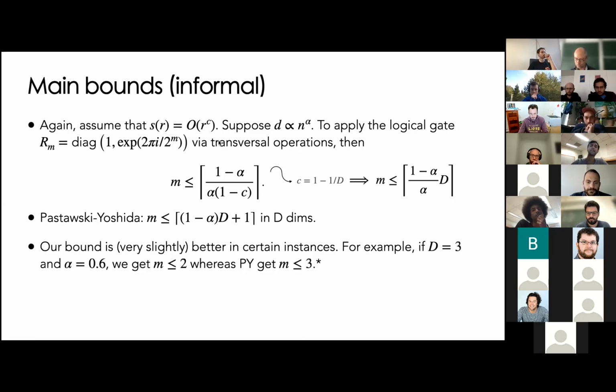But there exist certain cases in which it is possible for our bound to be very slightly tighter. For example, if d equals 3 and you do happen to find a code for which the distance scales as n to the 0.6, then it turns out that you can only apply Clifford gates, whereas the Pastawski-Yoshida bounds tell you that you might be able to get away with T gates. The reason for this difference is the extra +1 that sits in the Pastawski-Yoshida bound, but otherwise it's almost always tighter by this factor of alpha. I'd like to thank the student of Patrick Hayden, Sankri, for pointing this out.